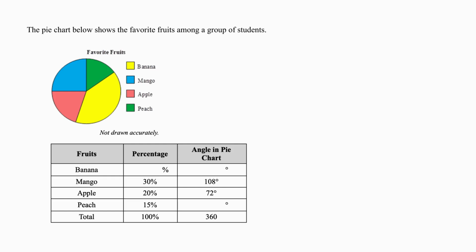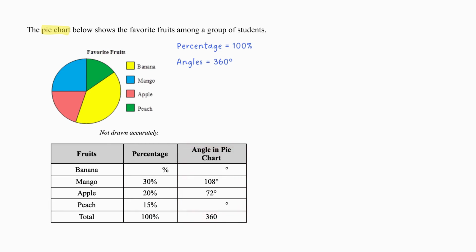Let's have a look at this question. As you can see, we have a pie chart, and we want to find some missing percentages and angles. Here is the easiest way to solve this. Before we start solving, remember the following. Percentages must always add up to 100%. Angles must always add up to 360 degrees, because a circle has a total of 360 degrees.